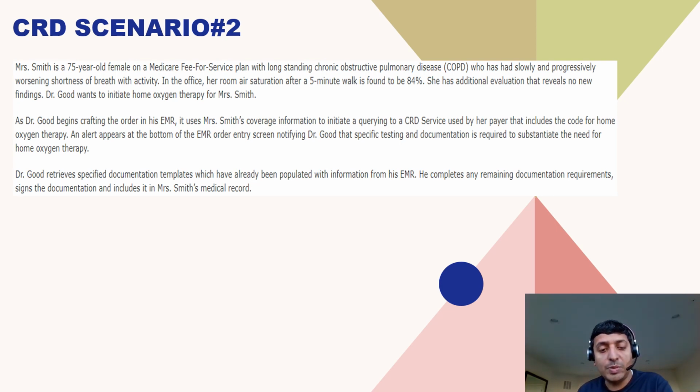Dr. Good retrieves the specified documentation template, which has already been populated with information from his EMR. He completes any remaining documentation requirements, signs the documentation, and includes it in Mrs. Smith's medical record. Again, in this scenario, the prior authorization request has been submitted and we have to wait until we receive the X12 278 prior authorization response from the payer.